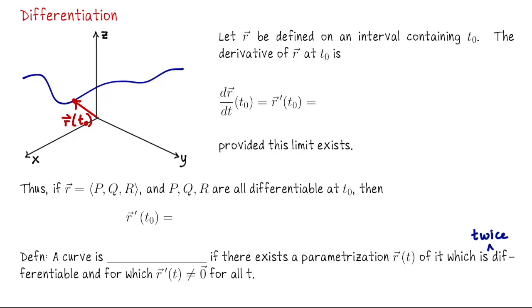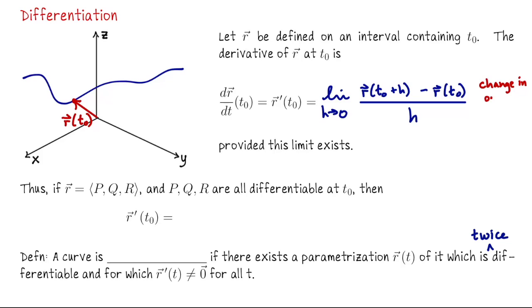It's going to be the limit of a difference quotient, just like for single variable differentiation. So in particular, it's the limit as h approaches 0 of r of t0 plus h minus r of t0 divided by h. This is a difference quotient. It's a change in outputs divided by a change in inputs. In this context, however, the change in outputs is a vector difference.